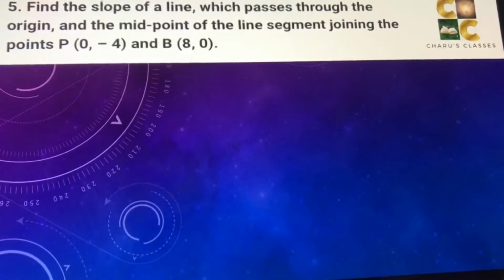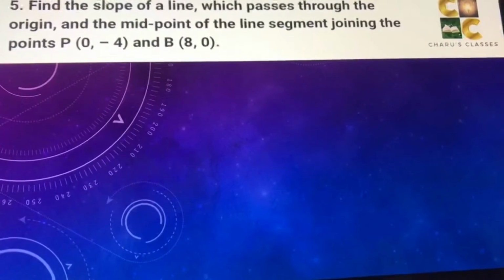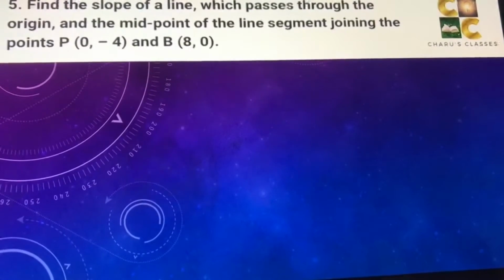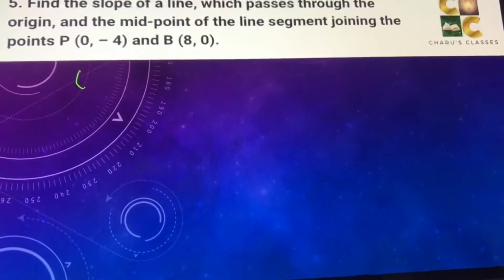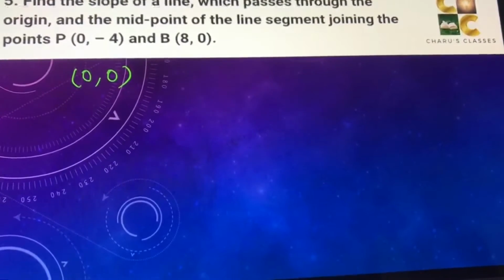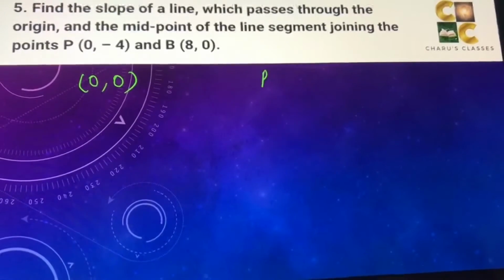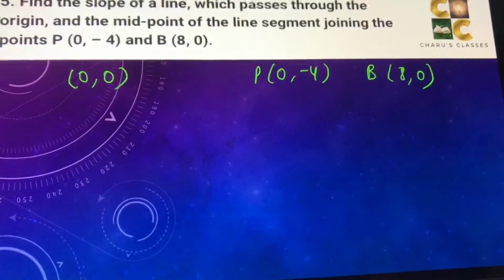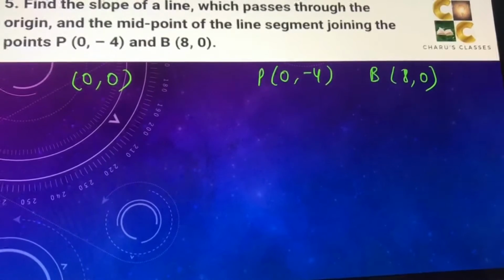Question number 5. Find the slope of a line which passes through the origin and the midpoint of the line segment joining the point P and B. So we have to find the slope of a line which passes through the origin. Origin is 0, 0, means उसका एक point हमें मिल गया है 0, 0. And the midpoint of the line segment joining the point P and B. P is 0, minus 4 and B is 8, 0. इसका जो midpoint है, that is also on the line.